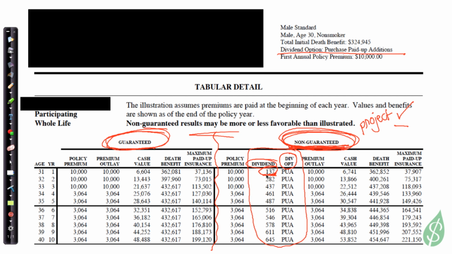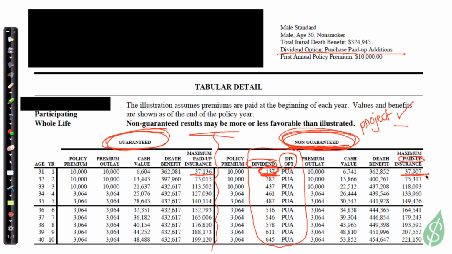So anyway, here's the dividend. This company believes they're going to pay out $137 of dividend. Notice the maximum paid up insurance here versus the maximum paid up insurance here. That's because of the dividend column. The dividend is buying paid up insurance. Now, what happens when you actually get a dividend paid to you? You're not taking cash, you're getting it to buy paid up insurance.